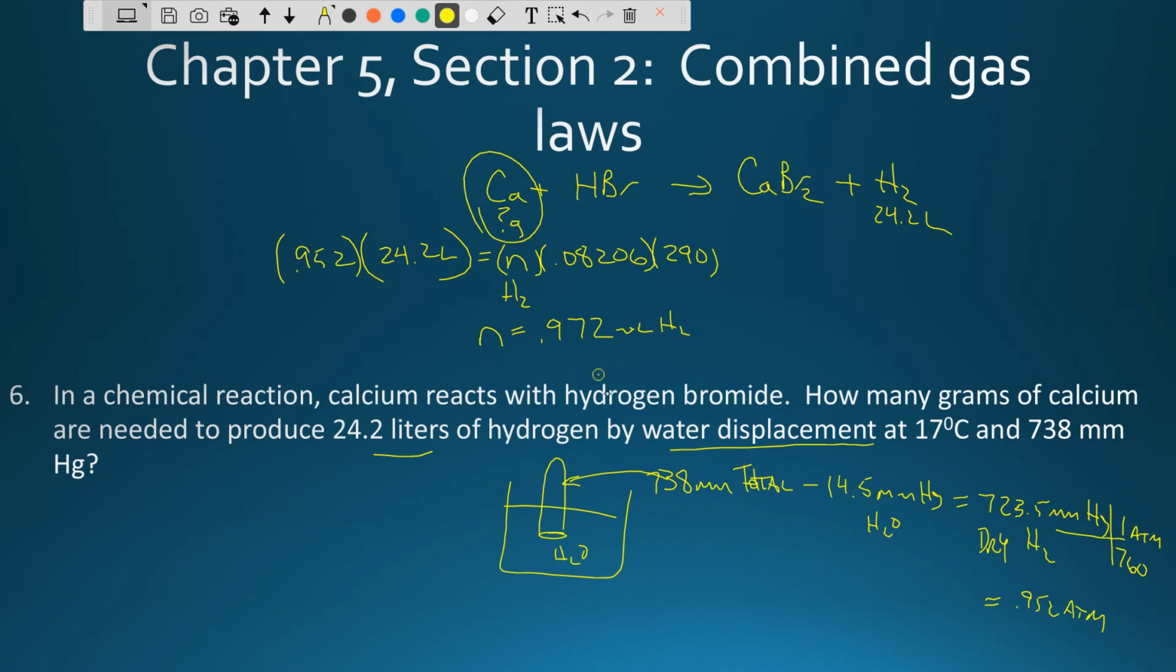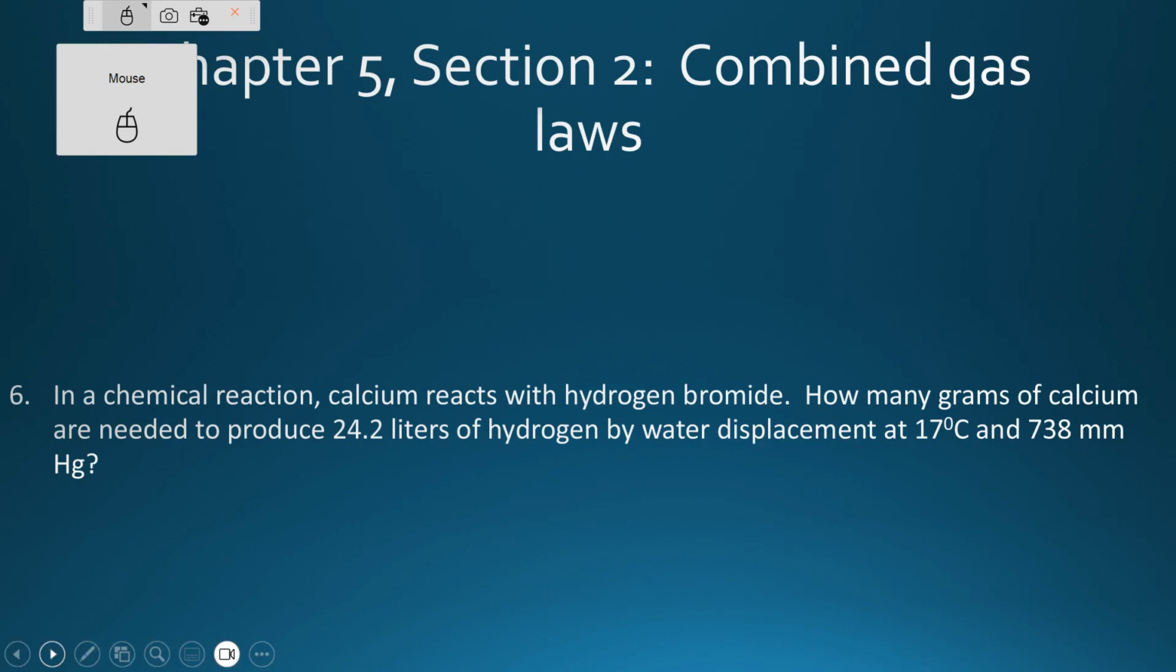But the problem is asking about grams of calcium. So let's convert my moles of hydrogen. That's 1 mole of hydrogen for every, let's see, yep, we're all balanced here, for every 1 mole of calcium. And then I simply look and say 1 mole of calcium is 40.1 grams. And so I'll end up with 38.9 grams of calcium needed. Watch out when you see something collected over water. That's your key that you've got to subtract off your water vapor pressure.